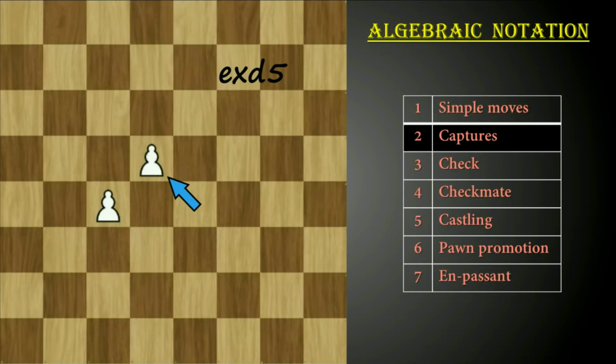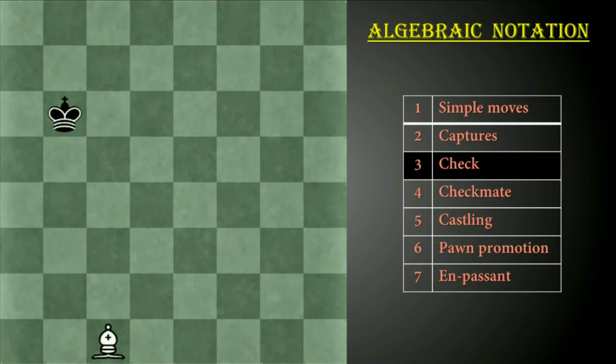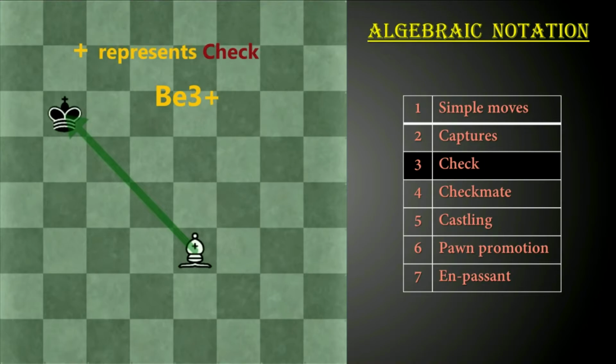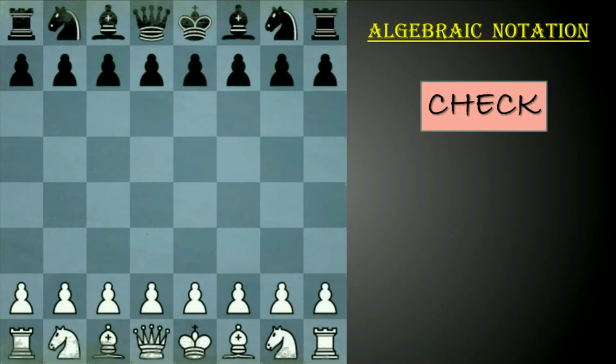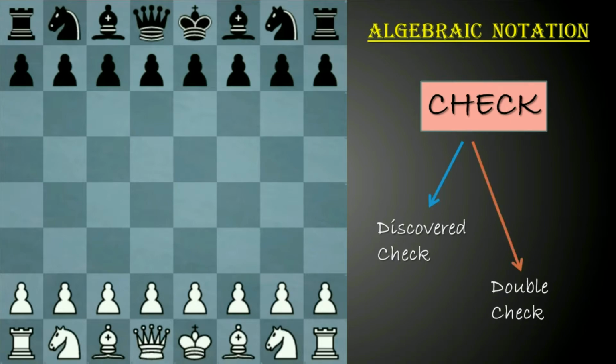Next, we move on to check. In this position, the bishop moves to e3 and checks the king. How to record it? Simple. Be3 followed by a plus sign. Plus represents check. That's it. Speaking about check, there are 3 types in check. First is simple check, what we have seen so far. The other two are discovered check and double check.